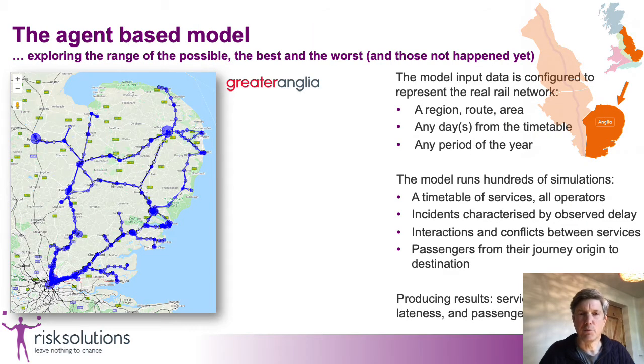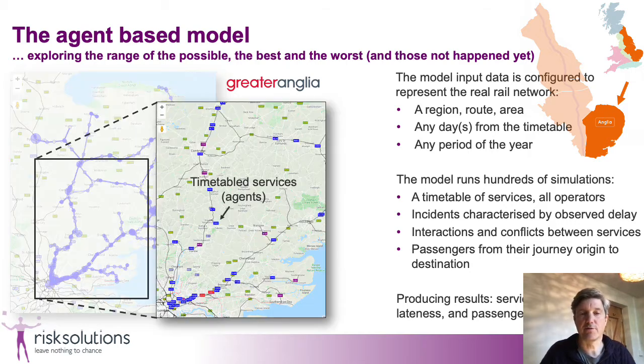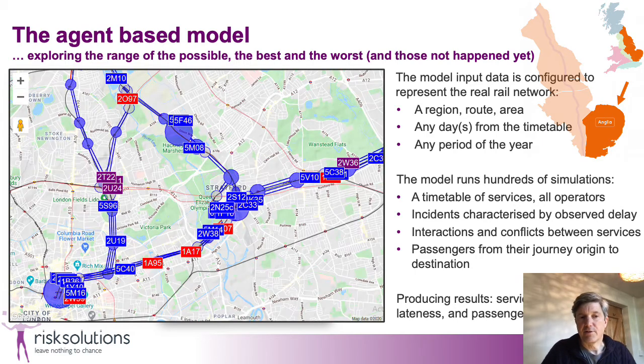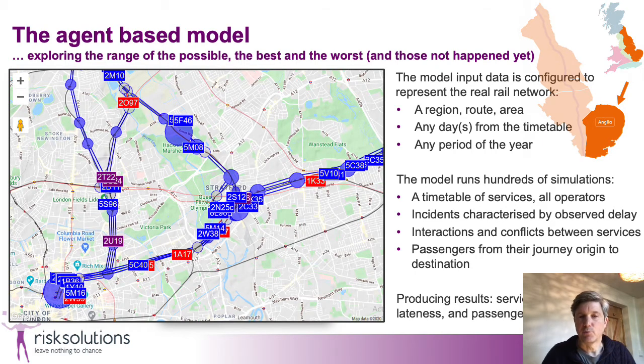Let me describe a little more about how it works. Savi is a data-driven model, so we generate model input data to characterize the particular bit of the timetable and the country that you want to operate over. So typically a region, a route, an area. Any particular day from a historic or future timetable can be modeled for any period of the year. Savi models all timetable services from all operators.